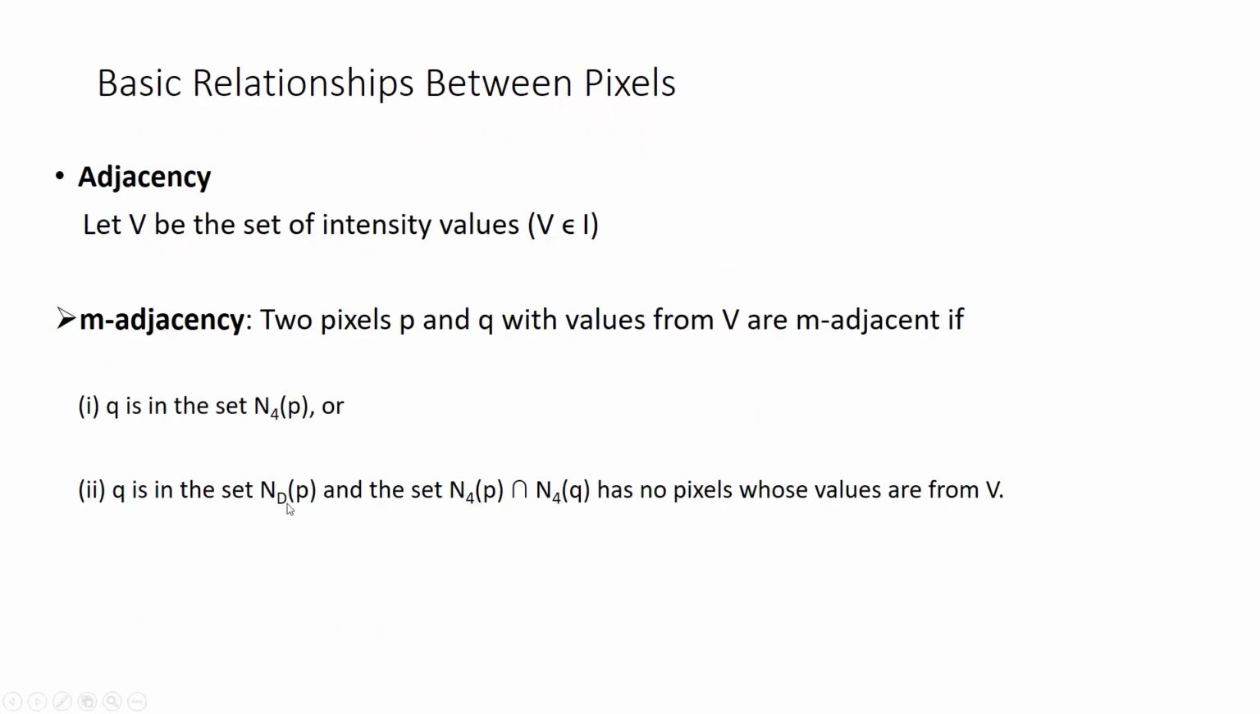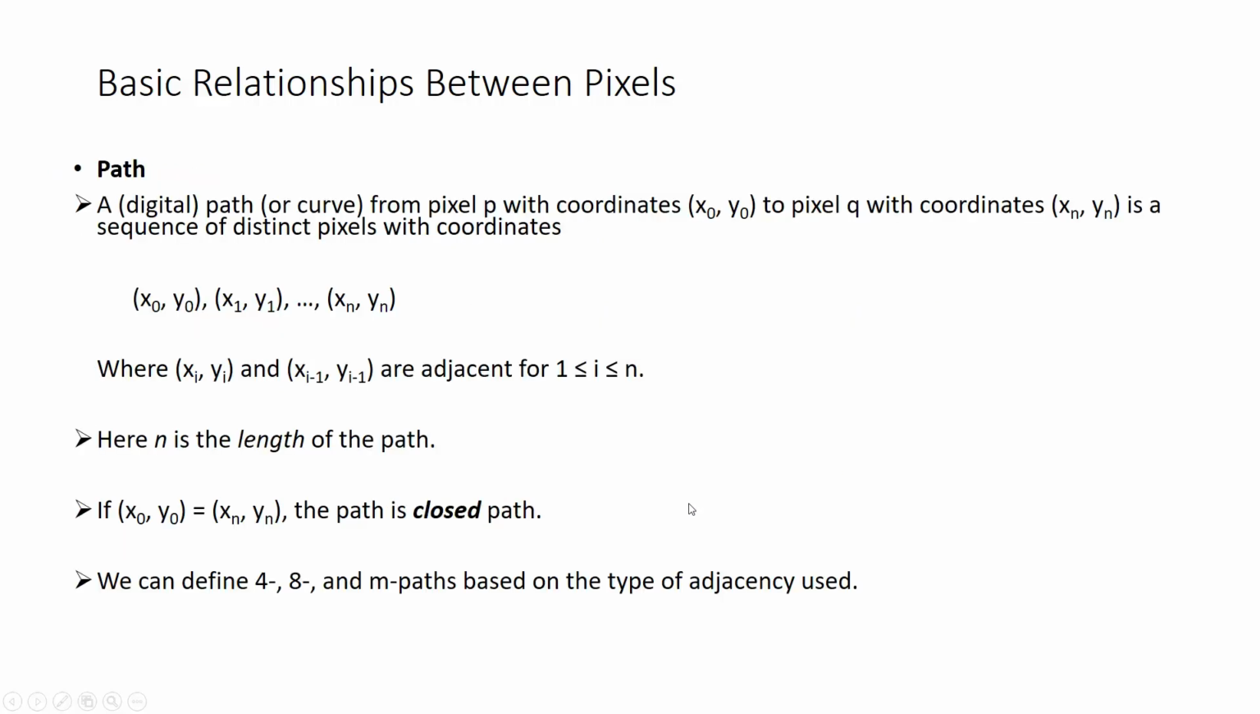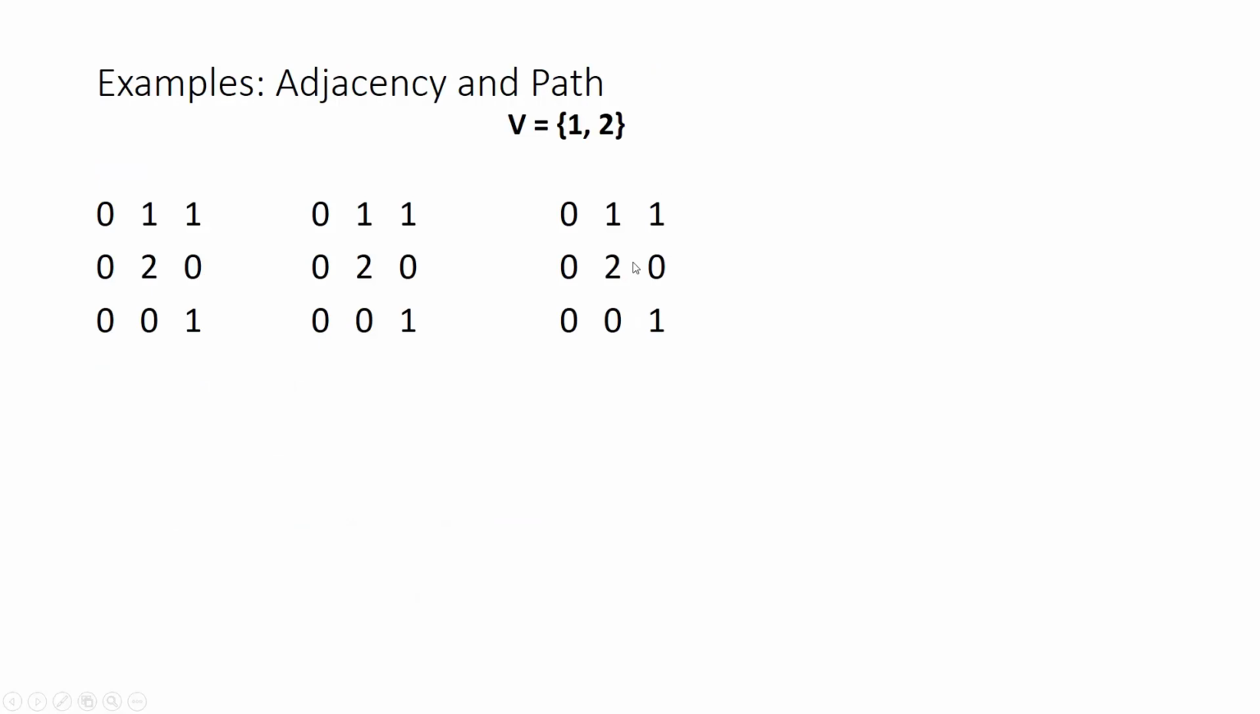Q is in the set N8 of P, and the set N4 of P and N4 of Q has no pixel whose values are from V. So now we can find this one is a P, this one is a Q, and N4 of this one is 1 and N4 of this one is a 1.